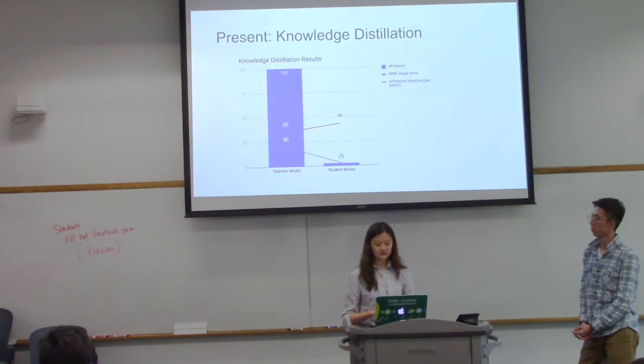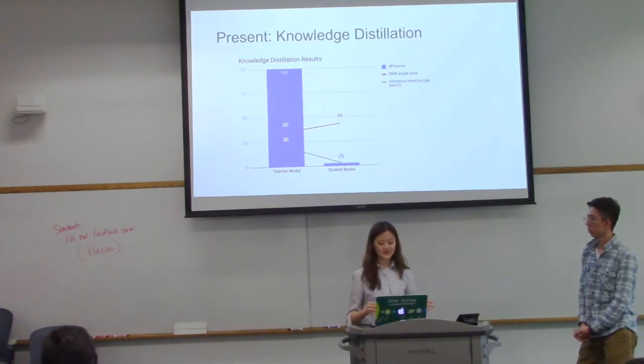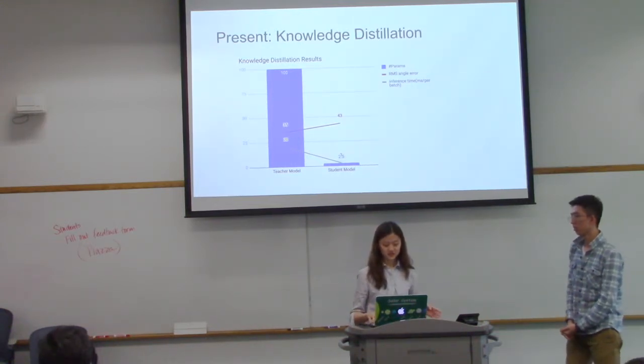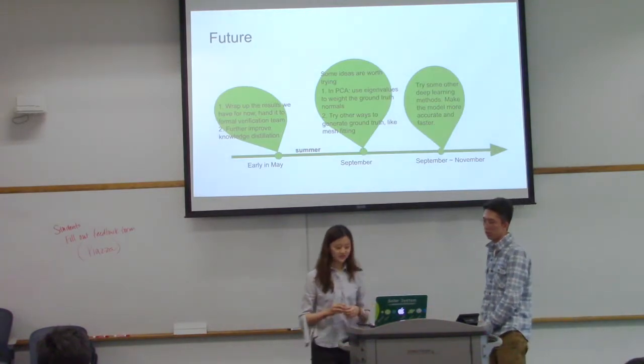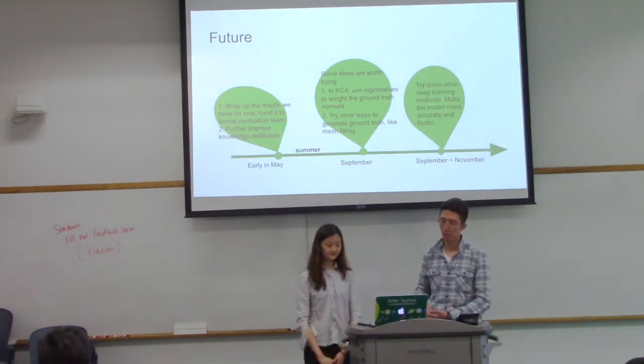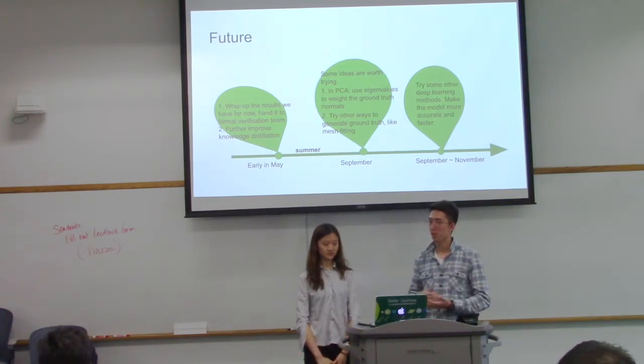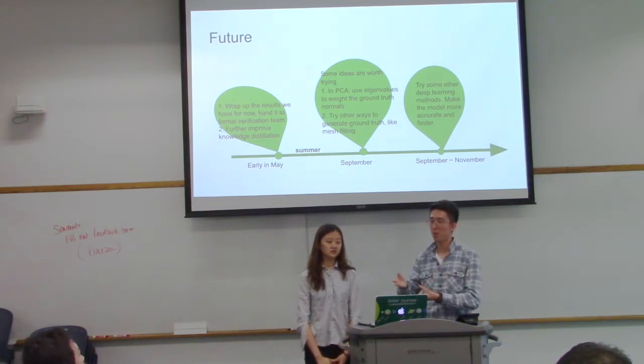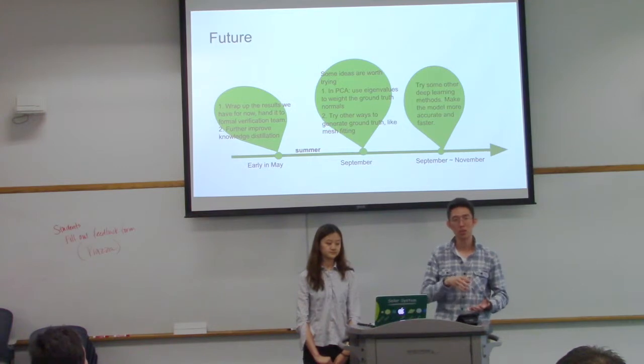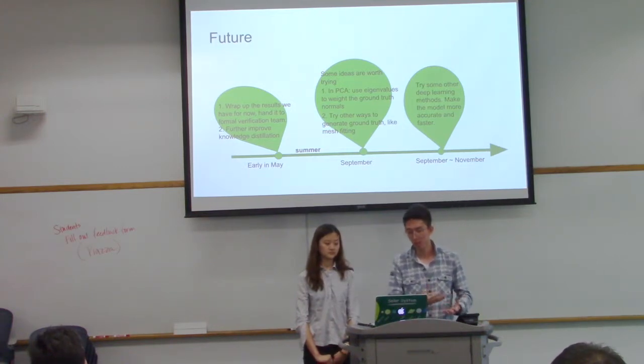Further work may include defining a thinner but deeper student model, which may get better prediction results. And here's our timeline. We may tune the models more carefully, get better results, wrap it up, and hand it in to the formal verification team. The next step is that they will adapt their formal verification tools to our model.